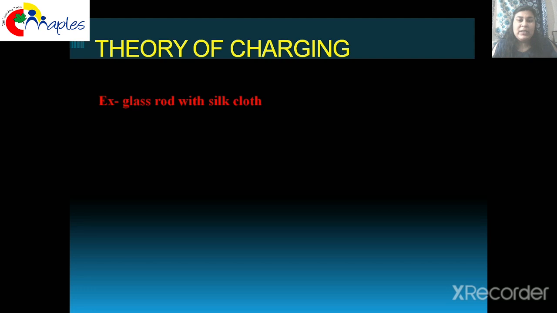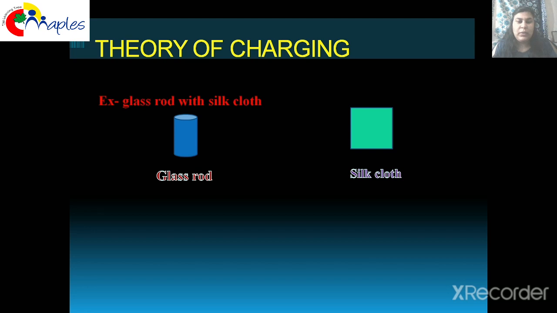So here I give some more explanation about this. This is our glass rod and this is our silk cloth. Initially, I suppose there are 5 electrons and 5 protons on the glass rod, because we know that an atom has an equal amount of electrons and protons. Initially, we think the silk cloth had 8 electrons and 8 protons. So the net charge on the glass rod is 0, and on the silk cloth the 8 electrons and 8 protons cancel each other, and the net charge on the silk cloth is 0.